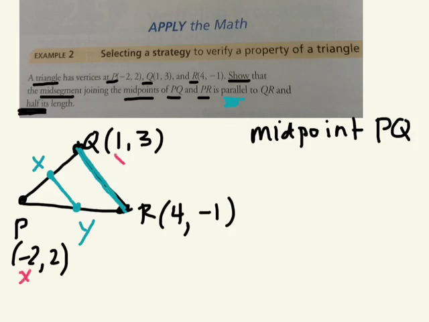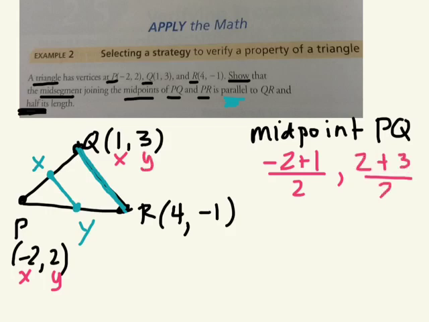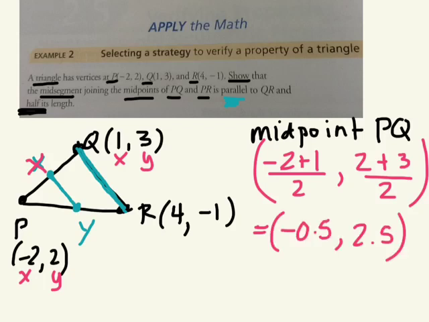X1 plus X2, so negative 2 plus 1 divided by 2, and Y1 plus Y2 divided by 2. This will give us the coordinates of X, right? Negative 2 plus 1 divided by 2. The midpoint of PQ is located at negative 0.5 and 2.5.